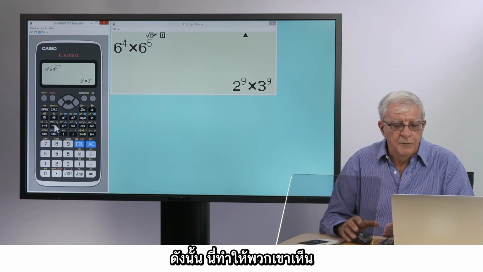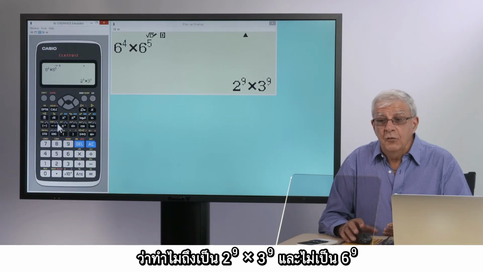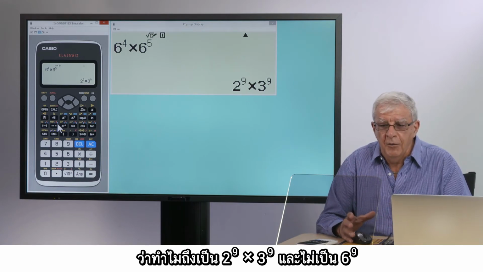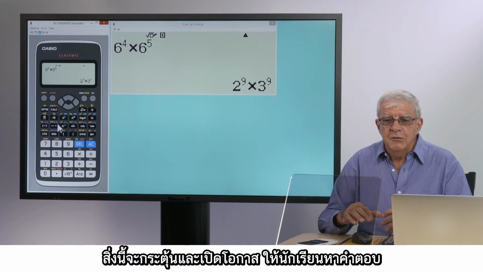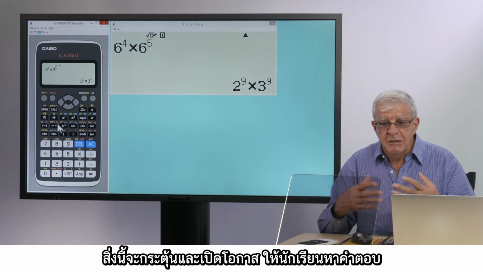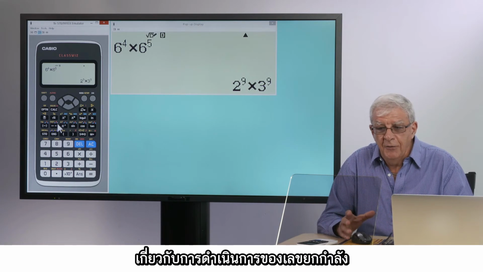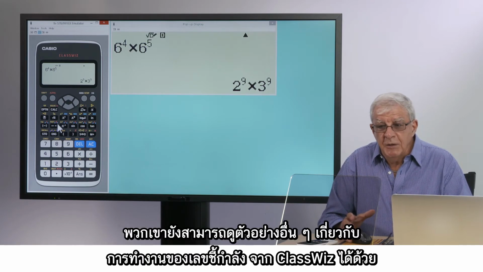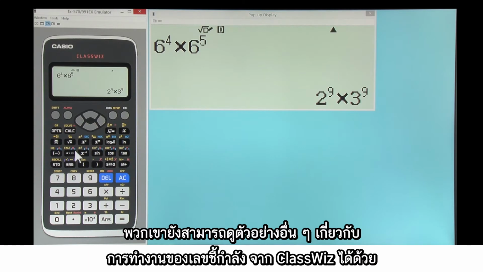So this allows students to see why it is 2 to the power 9 times 3 to the power 9 and not 6 to the power 9. This gives students some stimulation and some opportunity to find out how these powers work together. And the ClassWiz allows them to find other examples of how indices work.